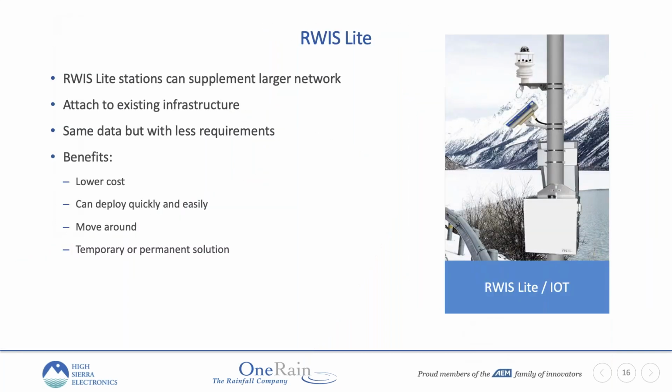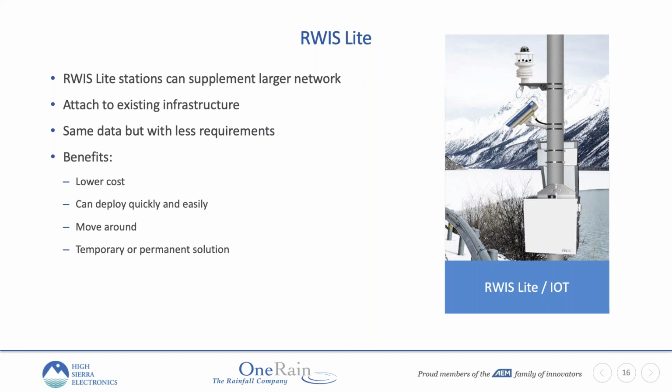The other section that could help to fill in the gaps is ARWIS light stations. These are lower cost sensors and stations, package solutions that you can attach to existing infrastructure, and it removes the need for the extensive requirements that we might have for those traditional pole mount systems. So it's the same data, but with less requirements. So we can deploy these quickly.